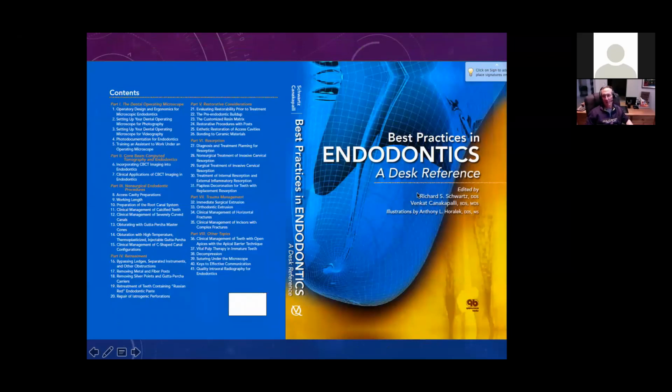So this is a book that I was the primary author on. It's an endo book, but it talks about a lot of these things that I've talked about today. There's several chapters on resorption, and there's a certain amount of philosophy in there. This is designed really for endo residents and young endodontists, but there's a lot of stuff in there that's of value to anybody in practice.